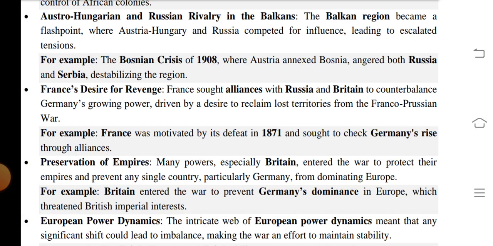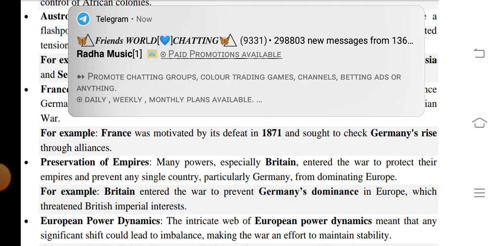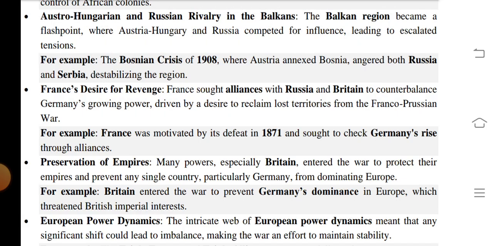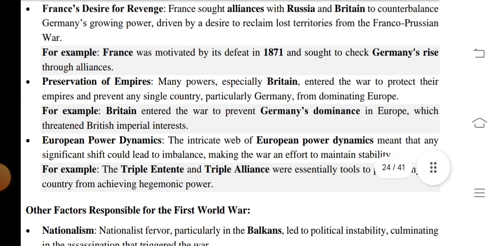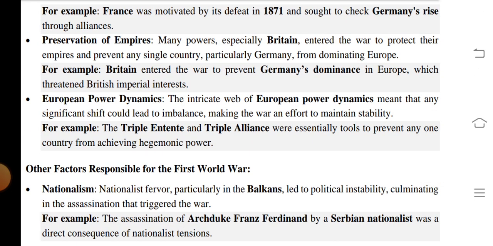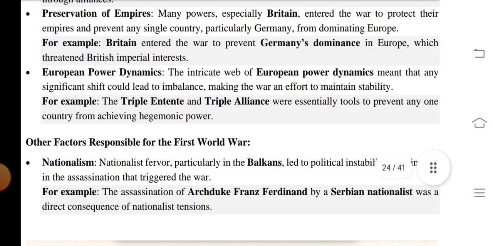For example, France was motivated by its defeat in 1871 and sought to check Germany's rise, and through the alliance preservation of empires, many powers, especially Britain, entered the war to protect their empires and prevent any single country, particularly Germany, from dominating Europe. For example, Britain entered the war to prevent German dominance in Europe, which threatened the British empire's interests.